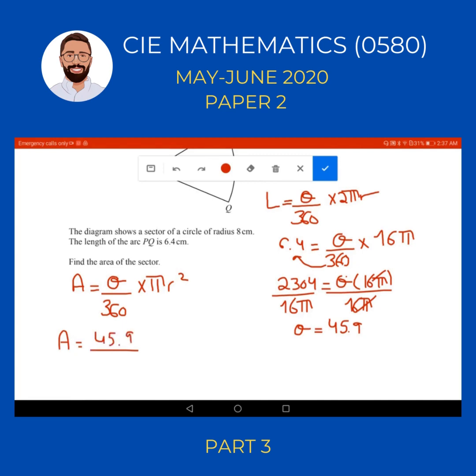Now to find the area, I need to substitute theta into the formula for the area, so it's 45.9 over 360 times pi times 64, because the radius squared is 8 squared, which is 64. So the answer is equal to 25.6. So that's the area of the sector.